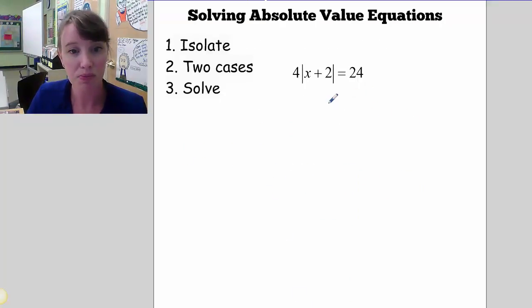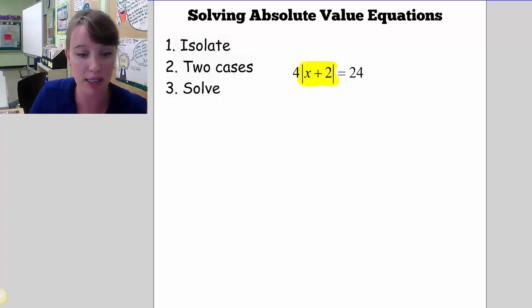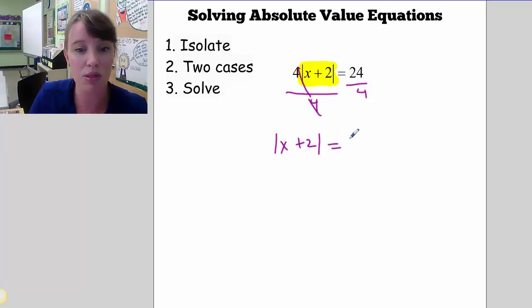So here, the first thing we want to do is isolate the absolute value. The absolute value expression is this right here. Oops, I meant to get a highlighter here. Okay. So we want to isolate this thing. So everything inside the absolute value we're going to isolate. Well, how do we isolate that? Well, we see a 4 in front. So the first thing we want to do is divide each side by 4. Okay, so that gets rid of the 4, and this becomes 6. So here we have the absolute value of x plus 2 is equal to 6.